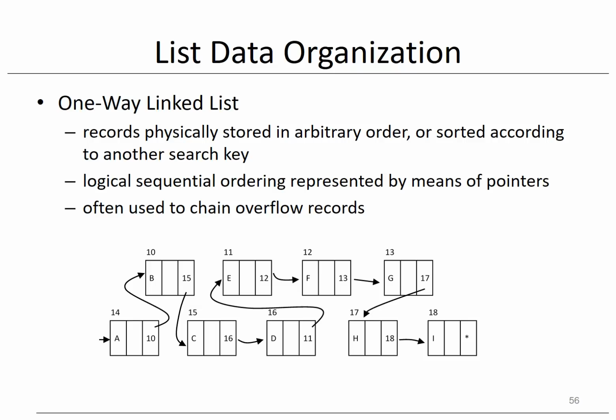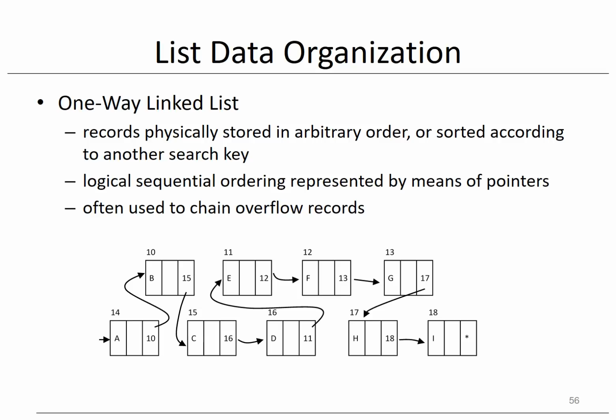The simplest linked list method is the one-way linked list. In the latter, records are physically stored in an arbitrary order, or sorted according to another search key. A logical, sequential ordering is then represented by means of pointers, with each record containing a next pointer to the physical location of its logical successor. The pointers are embedded as additional fields in the stored records.